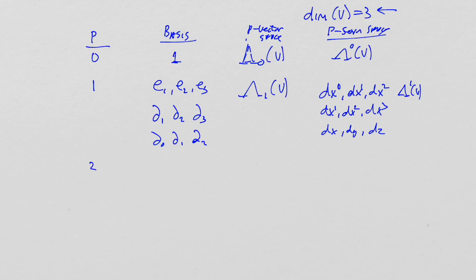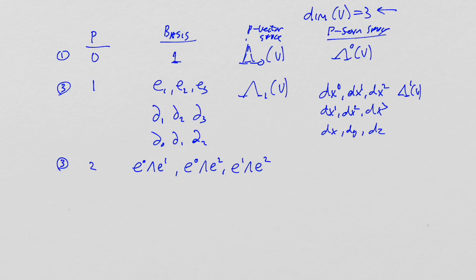For p equals 2, the second exterior power space, the basis vectors are going to be E0 wedge E1, E0 wedge E2, and E1 wedge E2, like that. Those will be 3 basis vectors. Its dimensionality is 3. Here the dimensionality is 1. Here the dimensionality is 3. Here again the dimensionality is 3.